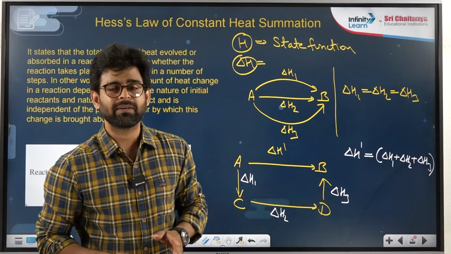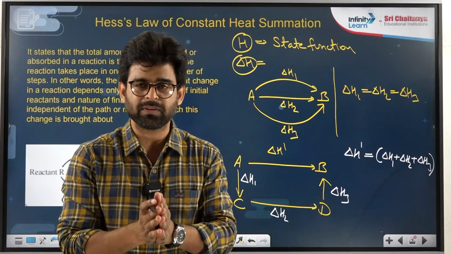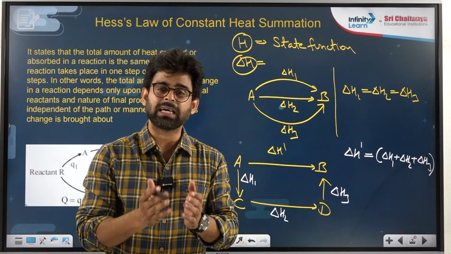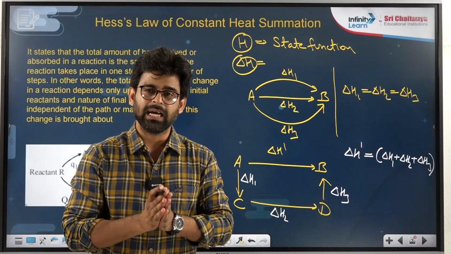What type of questions will they give? They will give us 2 equations, 3 equations, 4 equations depending on the question. Using those 2-3 equations, we have to find the delta H of the given equation. So it is the most important question of Hess law, right?